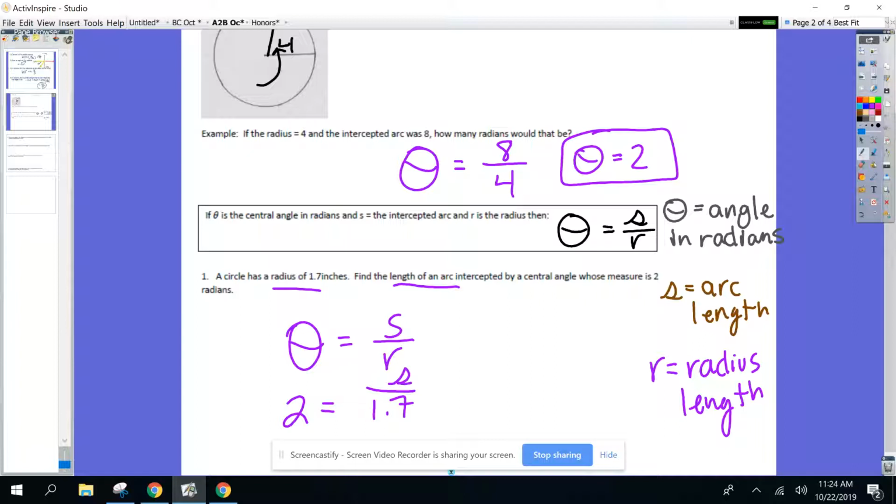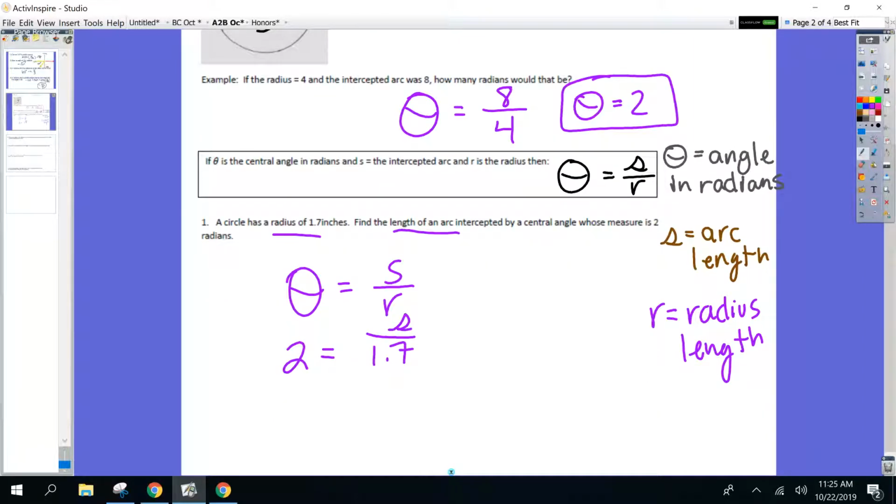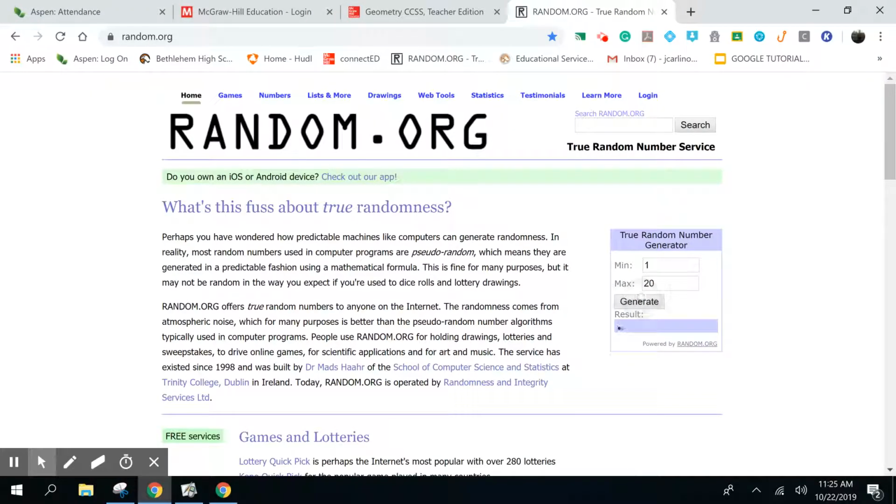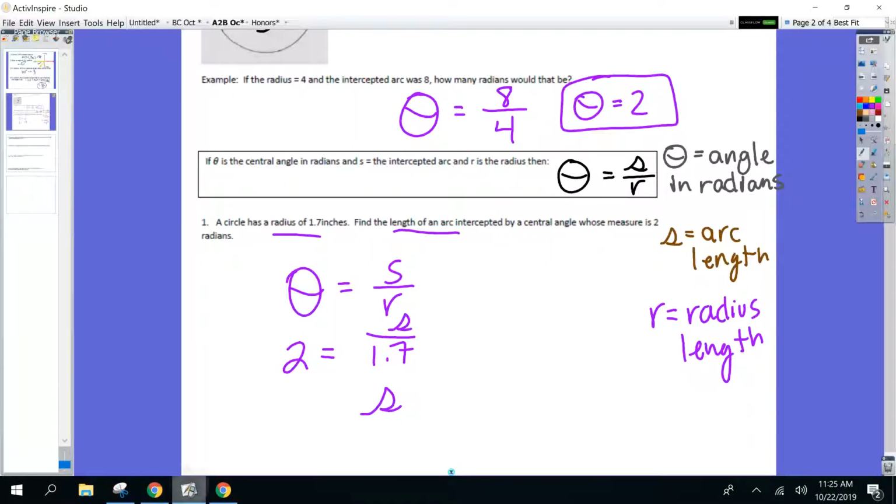How comfortable are we solving this? You guys can cross multiply. You can multiply both sides by 1.7. It's your call. But at the end of the day, what is the arc length? 3.4. Yep.